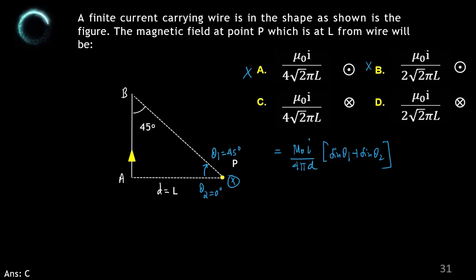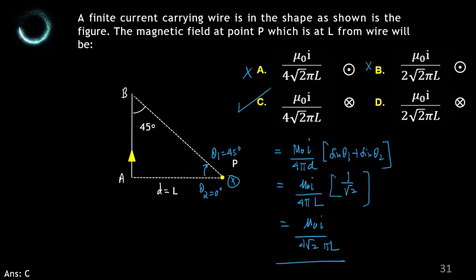To answer this type of question, first of all check the direction. Once you have the direction, cancel out the options accordingly. You don't have to look at options A and B; straightforwardly calculate the magnetic field at point P. The formula is mu naught I by 4 pi L, where d is basically L. Sine theta 1 is sine 45 degrees, 1 by root 2, and sine theta 2 is sine 0 degree, 0. So that will be your answer: mu naught I by 4 root 2 pi L. That is option C, and I have already checked that the direction is proper. So option C is the correct answer.